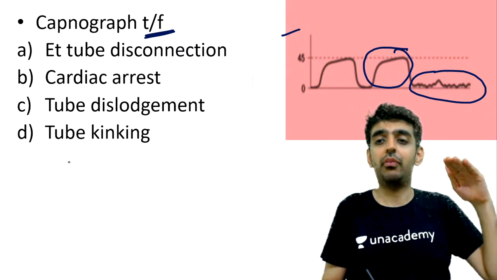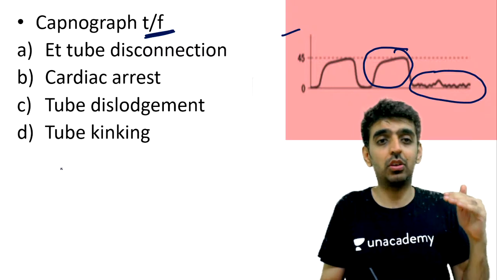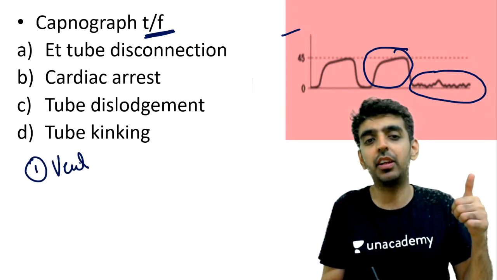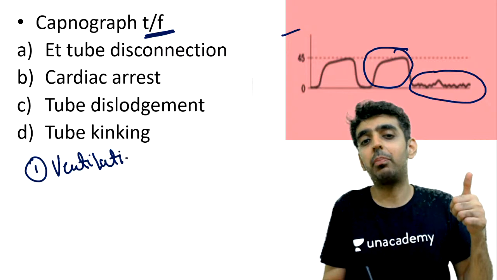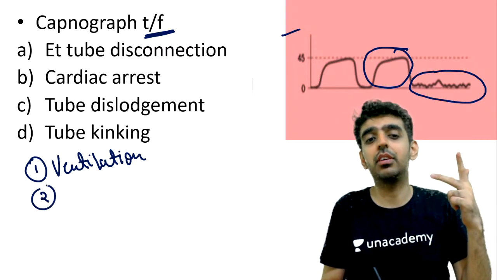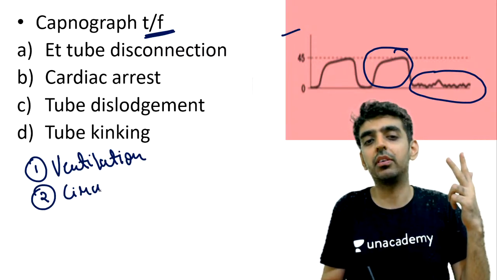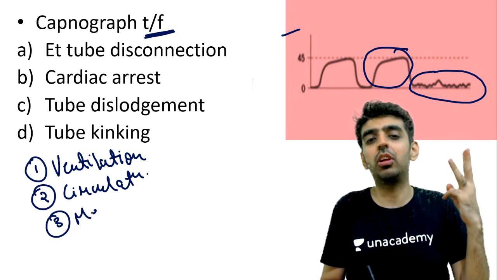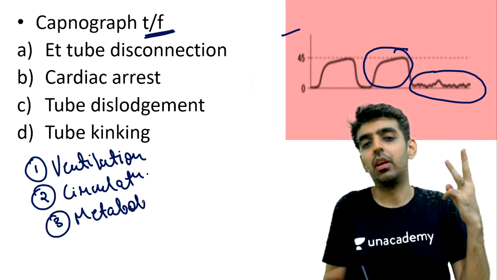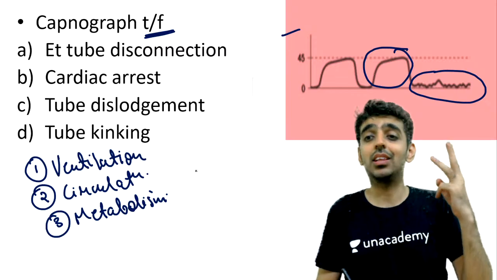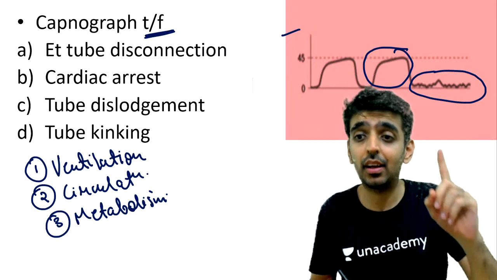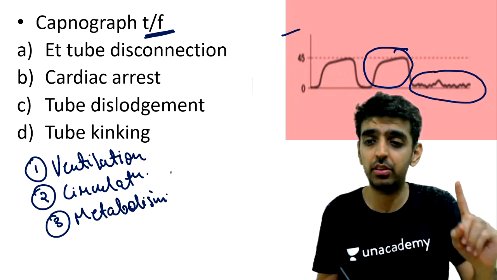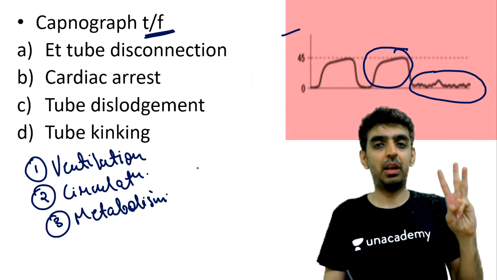Yes, remember I have told you in my previous lectures also, the capnograph helps us in determining the ventilatory parameters. Second, it helps us in determining the circulation parameters. And third, it helps us in determining the metabolism parameters, right? So all these various functions can be determined by one monitor, that is the capnograph. Though it is a monitor for the respiratory system, all three parameters can be determined by it.